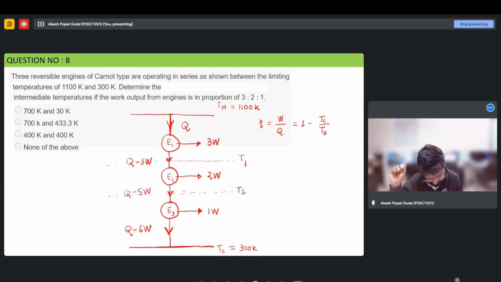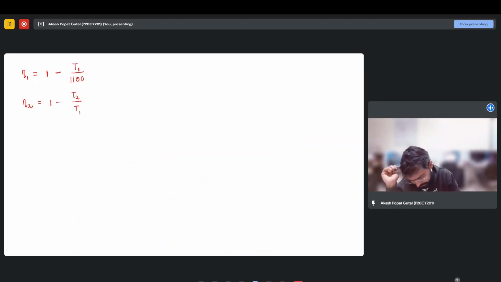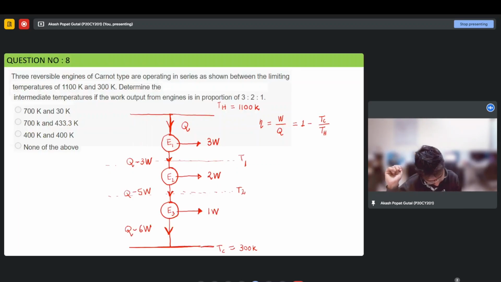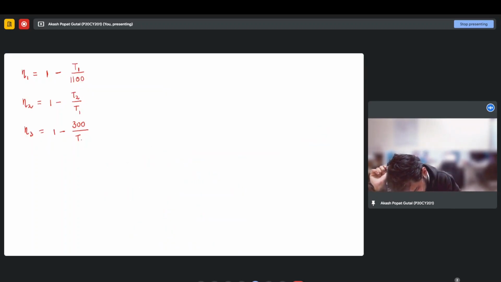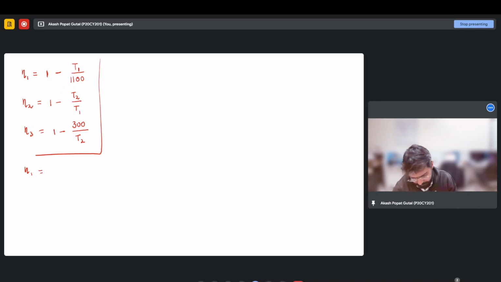And for E3, in a similar way, it's operating between T2 and TC, and its efficiency we can say is 1 minus TC, which is nothing but 300 Kelvin, divided by T2, its hotter temperature. Fine. Similarly, we can write etas in terms of work. We can write work and heat.